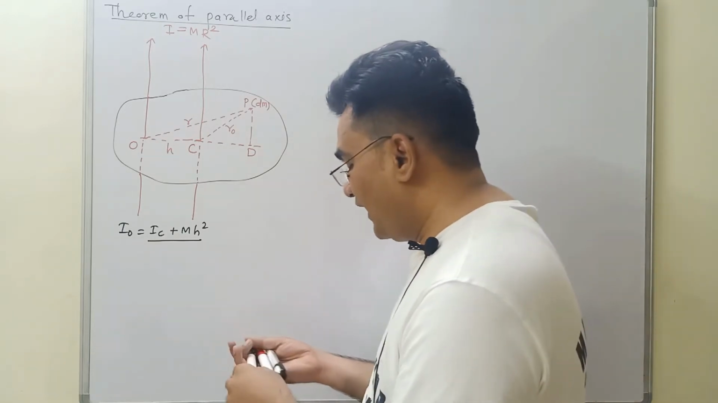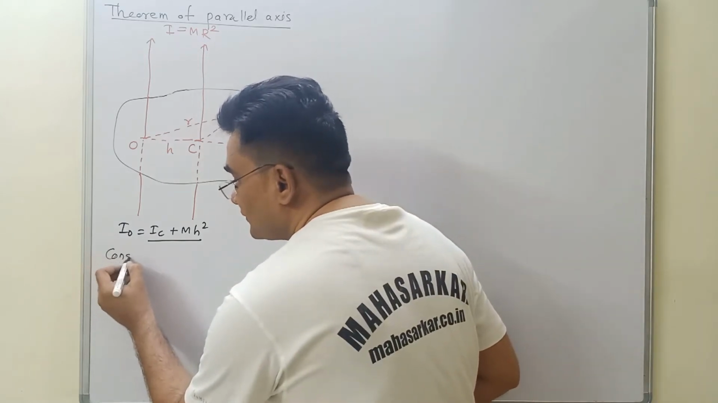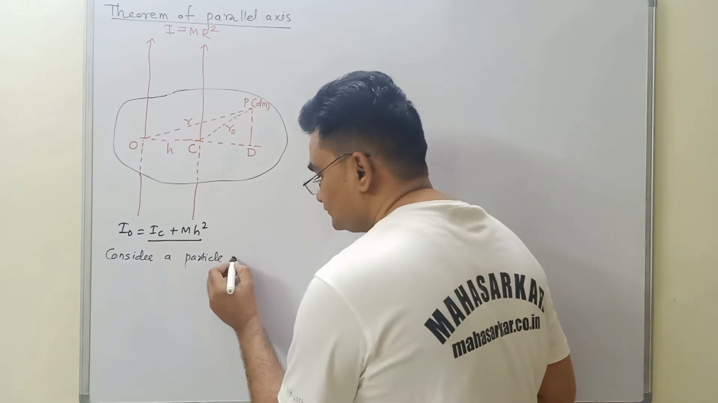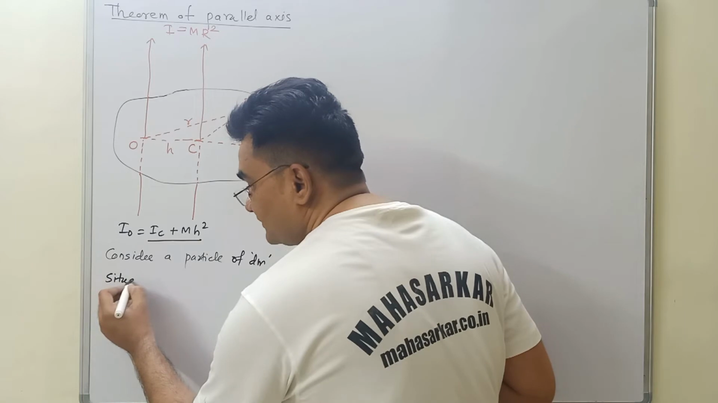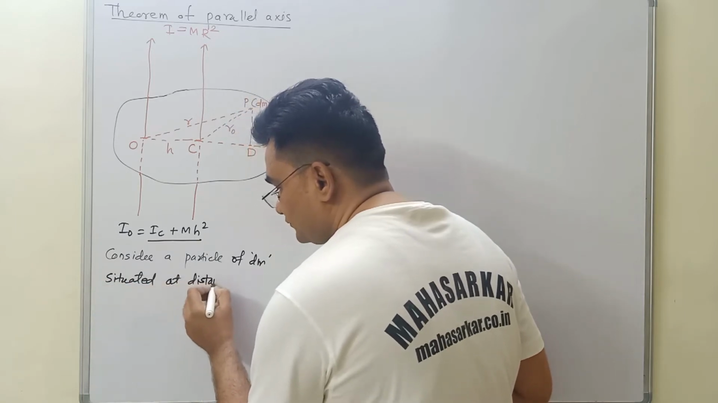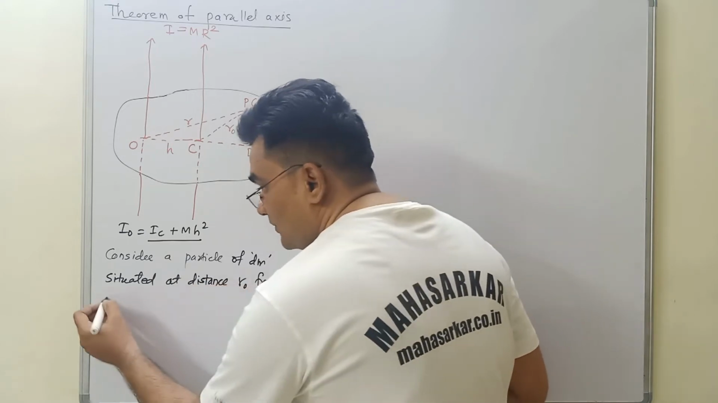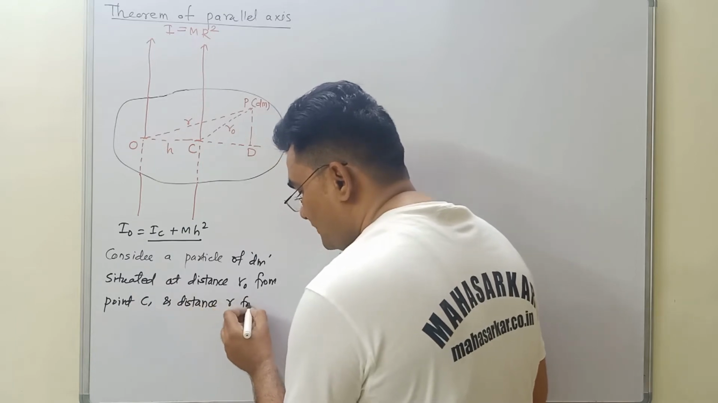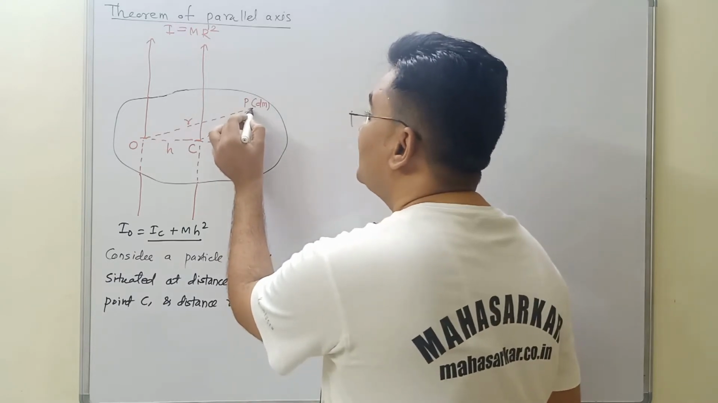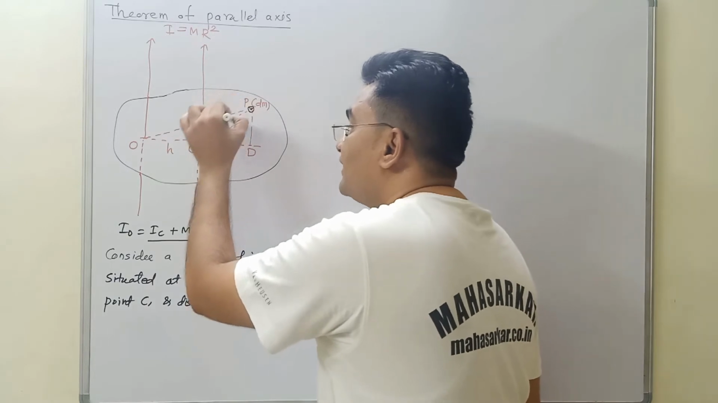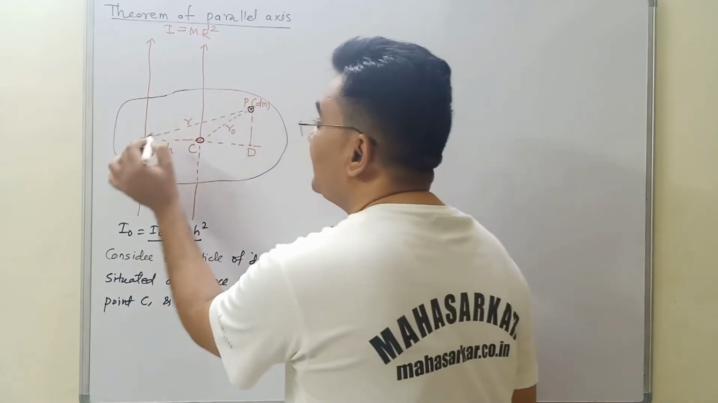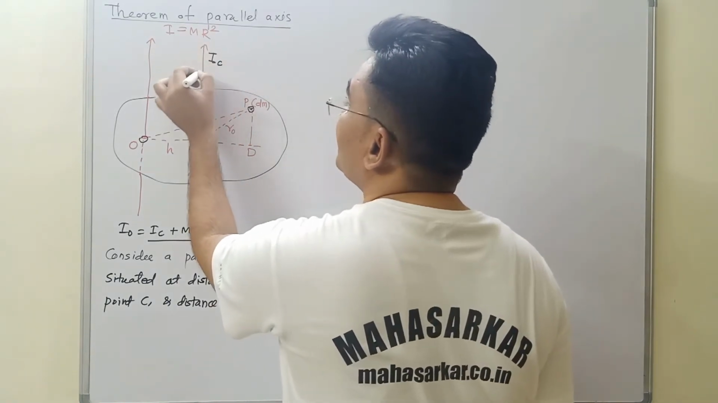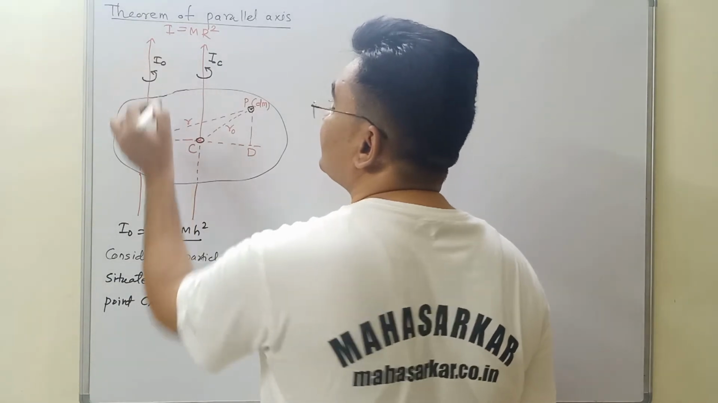To prove this, consider a particle of mass dm situated at distance, say r0, from point C and at distance r from point O. So there is a particle at point P whose distance from the center of mass axis is r0, and the same particle is located at distance r from the axis passing through point O. The moment of inertia about this axis is, say, I_C when it rotates like this. The moment of inertia about the second axis is I_O.